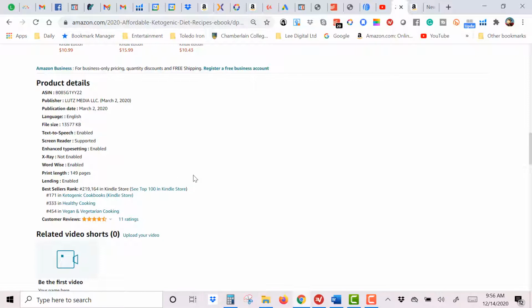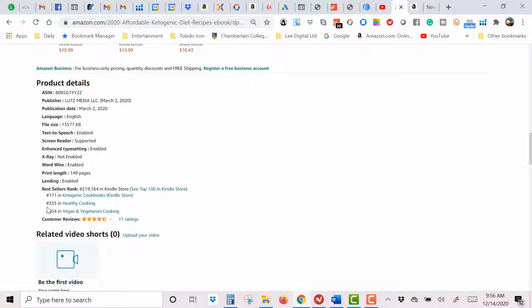Now, if you were just to look at the BSR as of right now, it's 9:56 in the morning in Indonesia, December 14th. The BSR says 219. So a lot of people might say, oh, that's not making money. It's ranked in vegan 400.